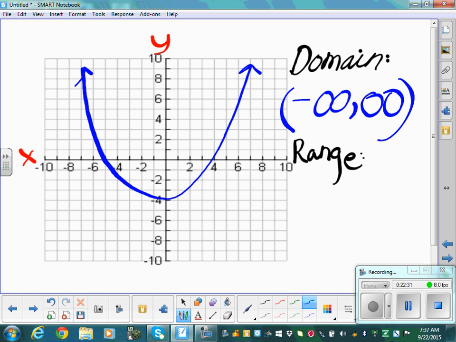So let's do range now, guys. Range is how far up and down. So where does the function start? Negative 4, and it's growing to positive infinity. Does it include negative 4? It touches down right at negative 4 on this one, right? Yes, so that's a bracket. And then infinity always gets parentheses.